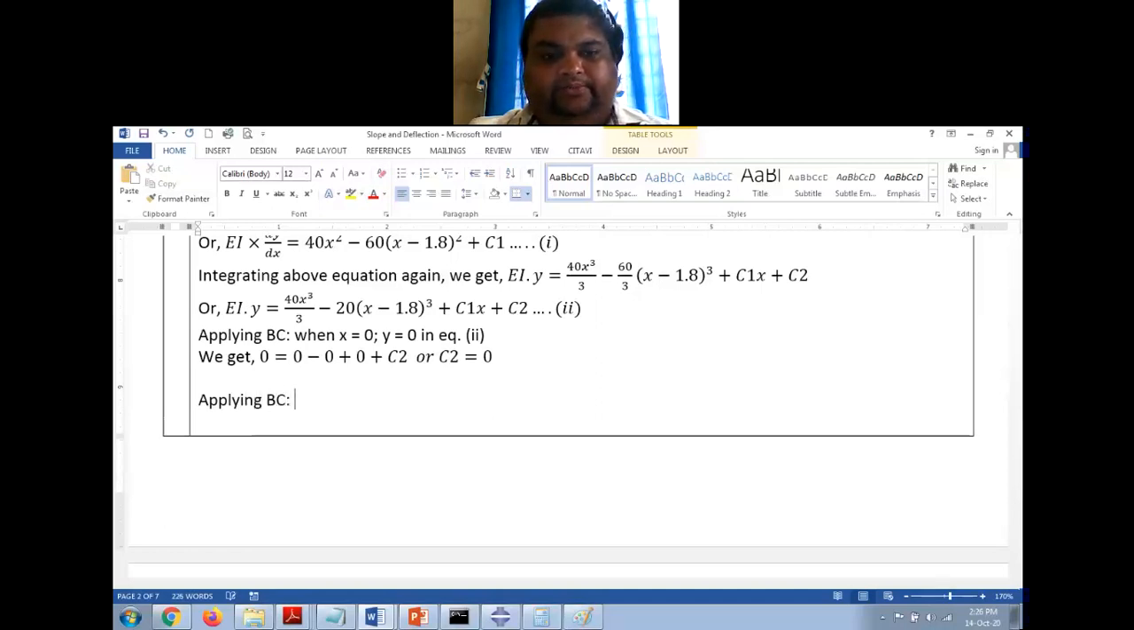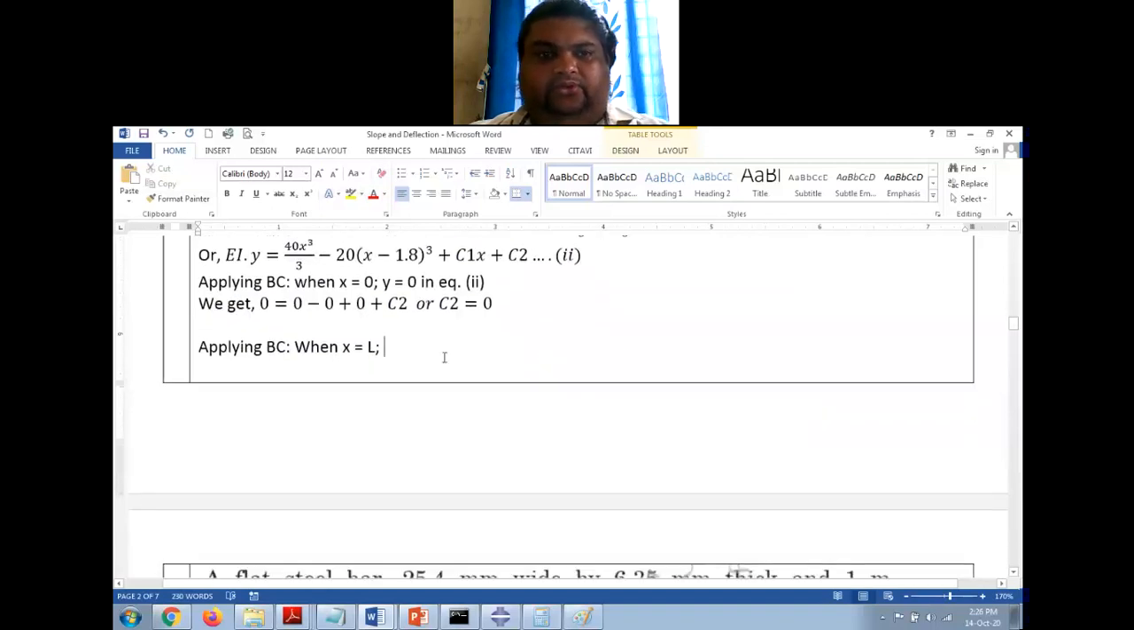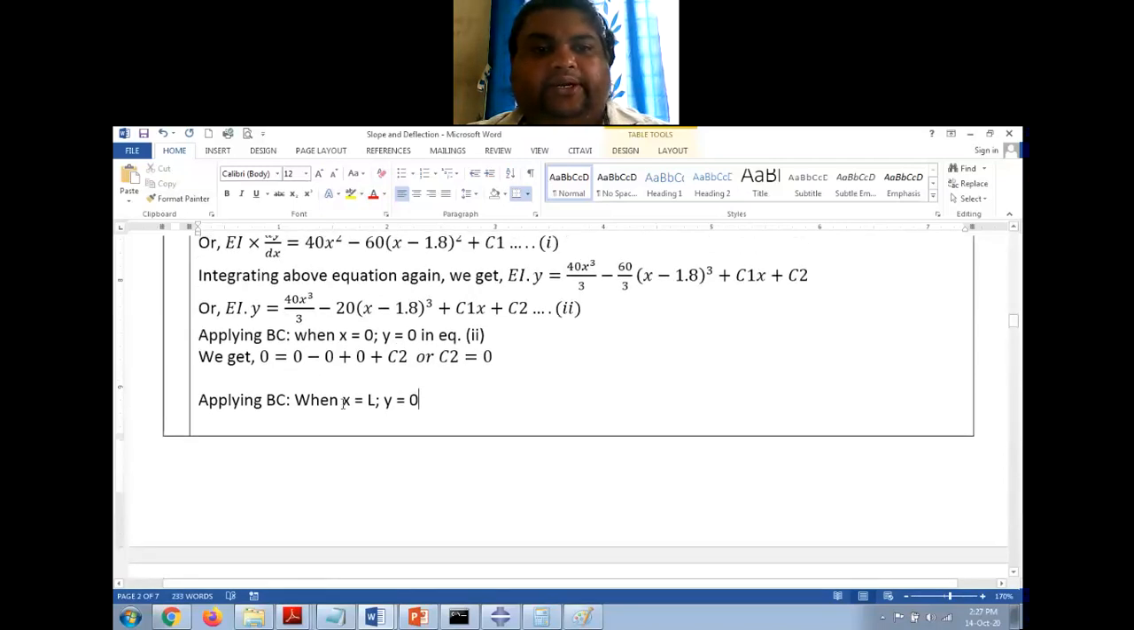Applying boundary condition when x is equal to L, right? X is equal to L means point B, that is the other end of the beam. So y will be equal to 0. The deflection at the support is always 0 because the beam is sitting on the support, it cannot deflect, right? So the deflection at the support is always 0. At x is equal to L, y is equal to 0.